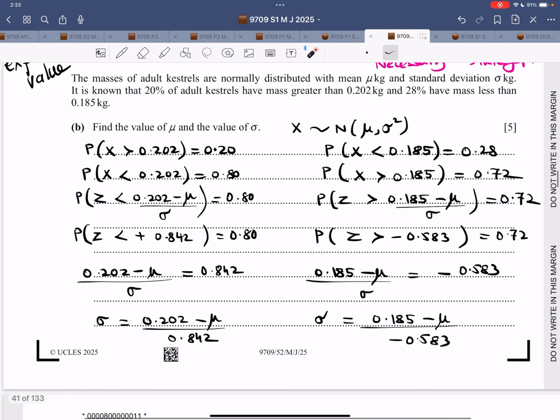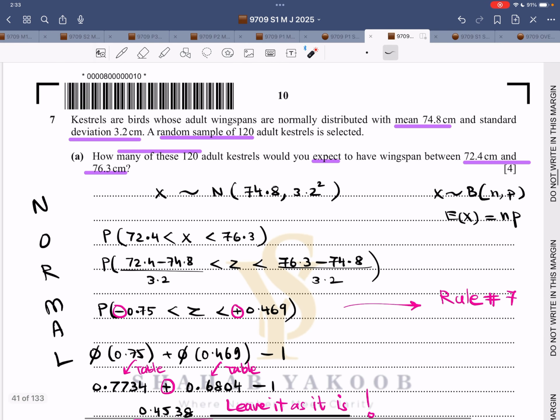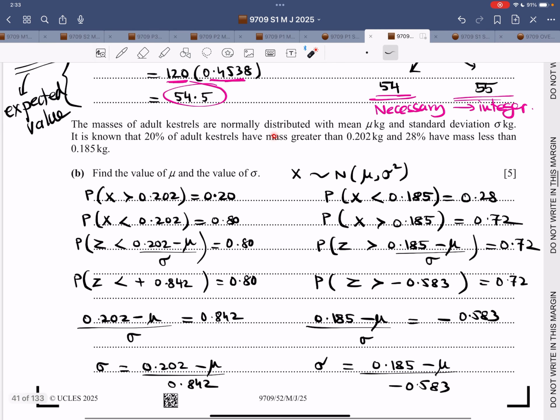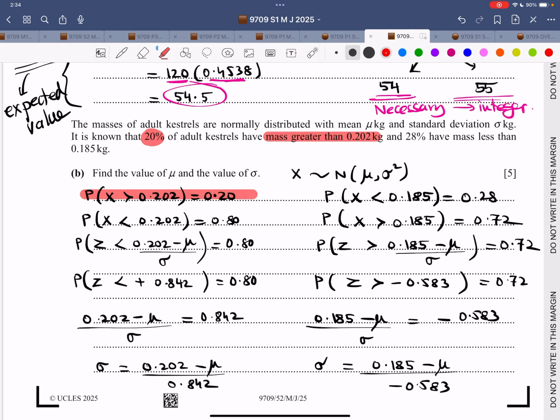The second part, the simultaneous type question. The masses of adult kestrels are normally distributed. So first of all, they were talking about what? They were talking about wingspan. This is in centimeters. Now they are talking about the masses. We are talking about kilogram. Keep that in mind. It is known that 20% of adult kestrels have a mass greater than 0.202. So let me use a red marker. 20% mass greater than 0.202. That is the information over here.